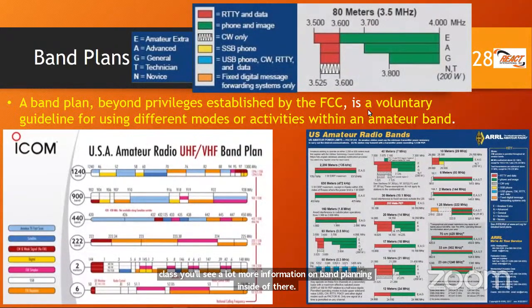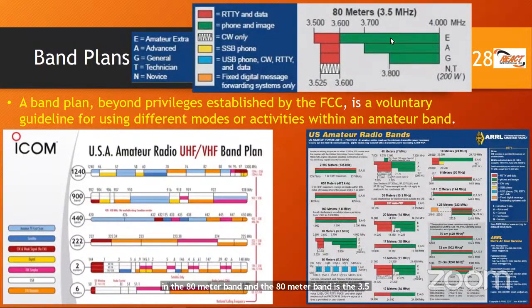But this is an example of a band plan. It shows the different bands and the start frequency, the end frequency, or the edge frequencies. And inside of there, we've just blown up one of them. So on the 80 meter band, and the 80 meter band is 3.5 megahertz, that area there. Notice the various classes of licenses: E is extra class, A is what we call the advanced class, a grandfathered class, T is technician, N is novice, another class that is grandfathered, and G, general. So these are the various classes.